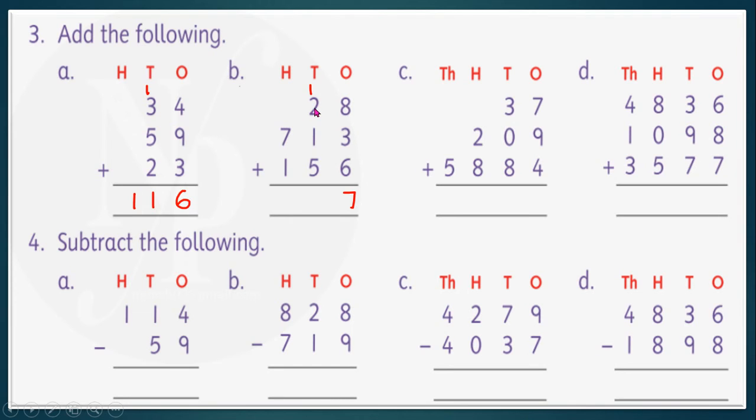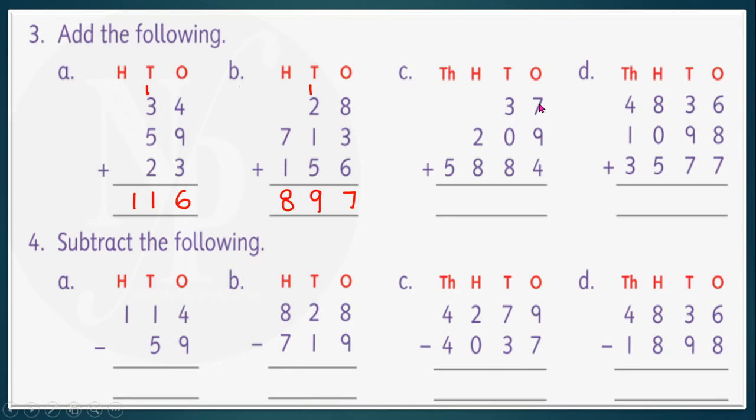Here we add 2 plus 1. 2 here represents 2 tens. You should know that. 2 tens and 1 tens. So 2 plus 1 is 3. 3 plus 1 is 4. 4 plus 5 is 9. 9 tens. So we will write 9 here. Here in hundreds place we have 700s plus 100. So 700 plus 100 will be equal to 800. So we will write 8 here. 7 plus 1, 8.